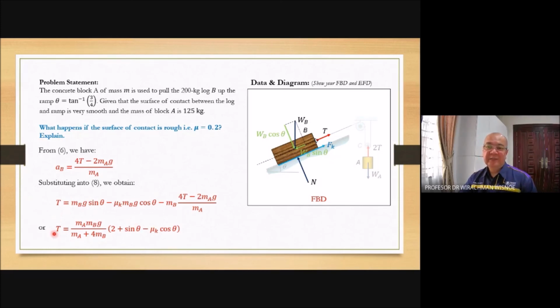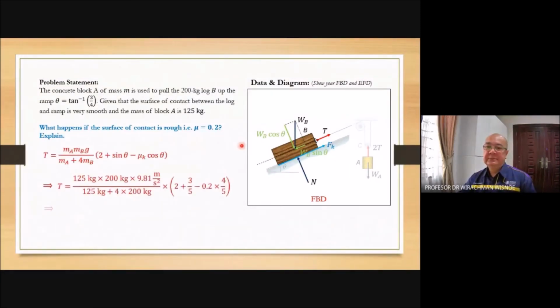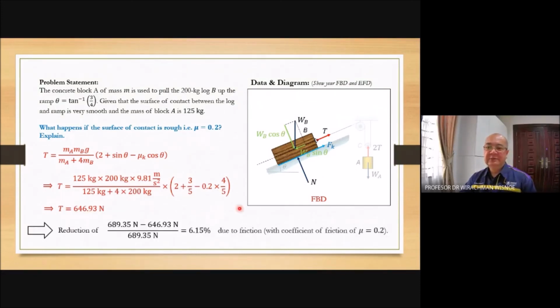When you compare this one with the previous one, it is the same up to here. Now we have an additional negative mu k cosine theta. So that is from friction. From here, we notice that the value of T is reduced by the presence of friction on the contact surface. If you put the values, this is the tension when we have friction. It seems that we have a reduction of 6.15% due to the friction, if you assume the friction factor is 0.2.